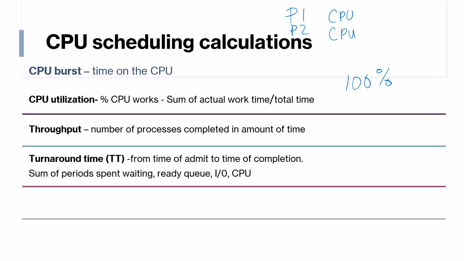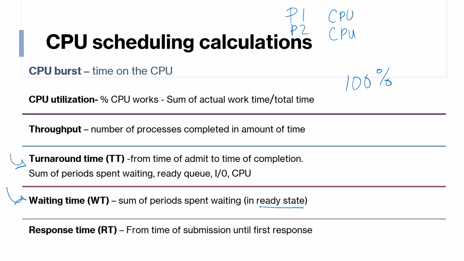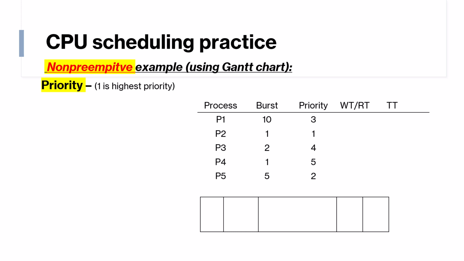But we are doing turnaround time. That's the time from admit until exit. Waiting time is the sum of periods in the ready state. And response time is the first part of the wait time, from admit, from ready, to the first time on the CPU. So let's get started with a priority algorithm.